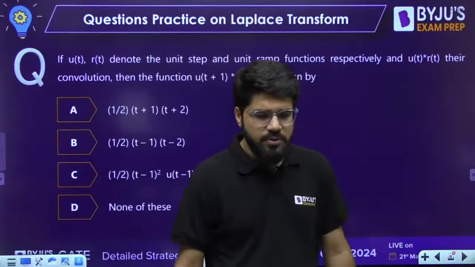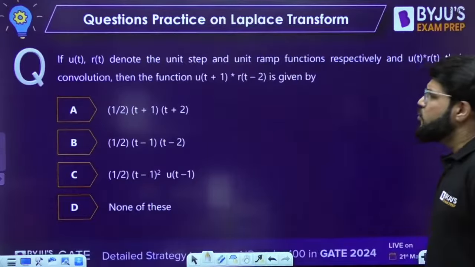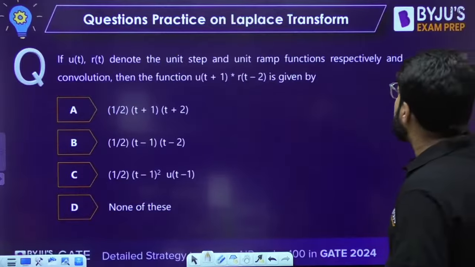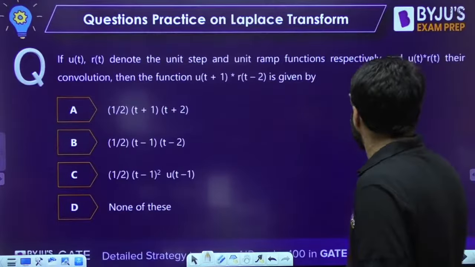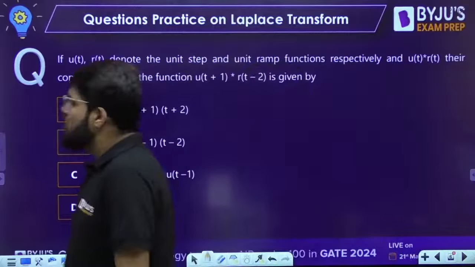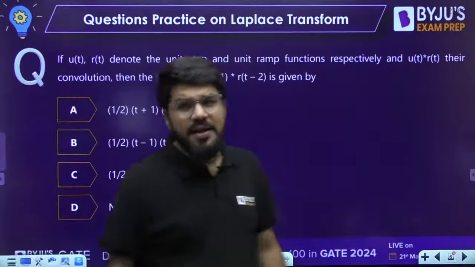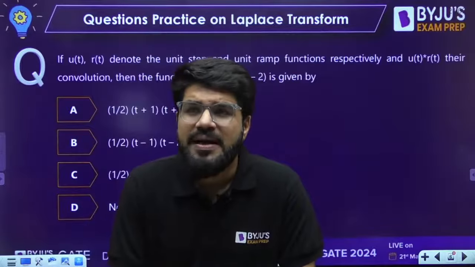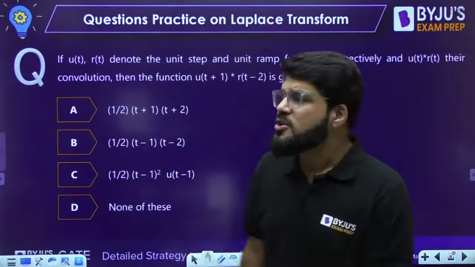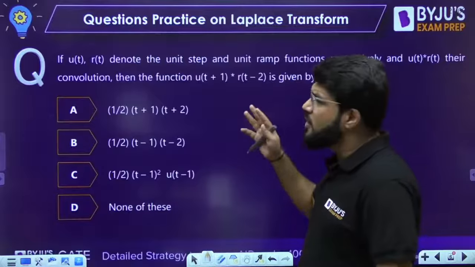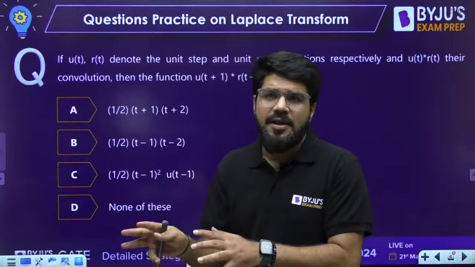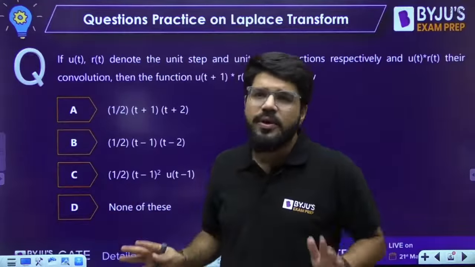Let's have a look into this one. If u(t) and r(t) denote the unit step and unit ramp functions respectively, and u(t) convolution r(t) is their convolution, then the function u(t+1) convolution r(t-2). Now it might appear that it is a convolution based question. But is it actually? If you solve the convolution of step with ramp by the convolution integral, it's of course going to be lengthy.